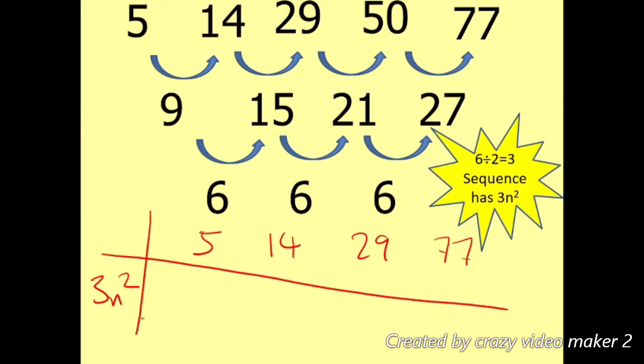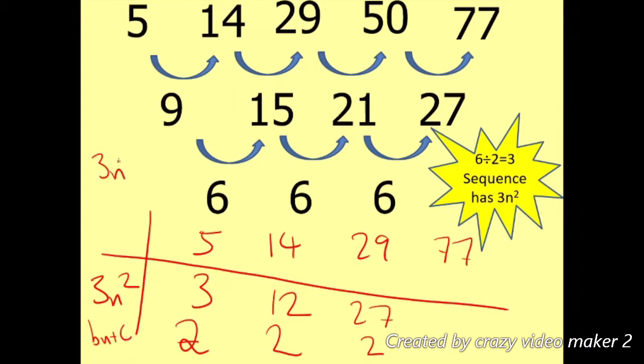So let's do it. 1 squared is 1, times 3 is 3. 2 squared is 4, times 3 is 12. 3 squared is 9, times 3 is 27. And then you subtract. 5 take away 3 is 2. 14 take away 12 is 2. 29 take away 27 is 2. And this works out your bn plus c. So I know my sequence now is going to be 3n squared plus 2.